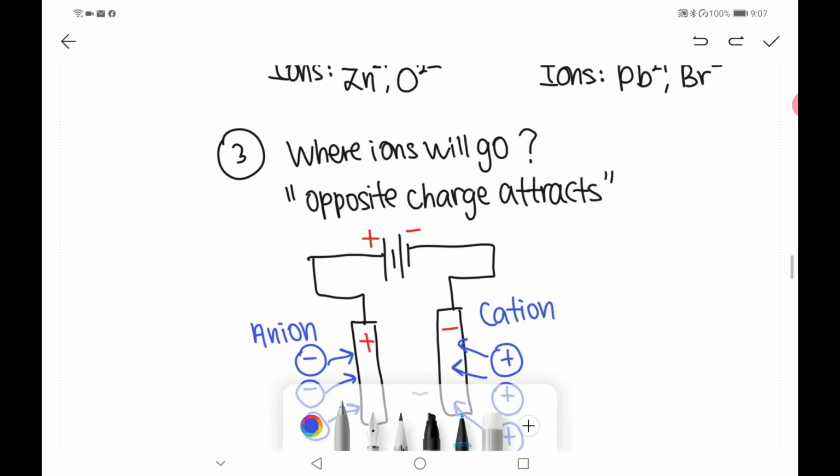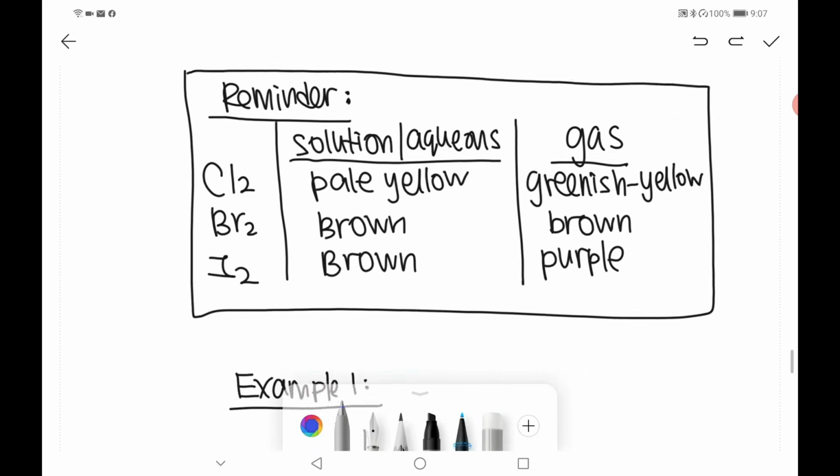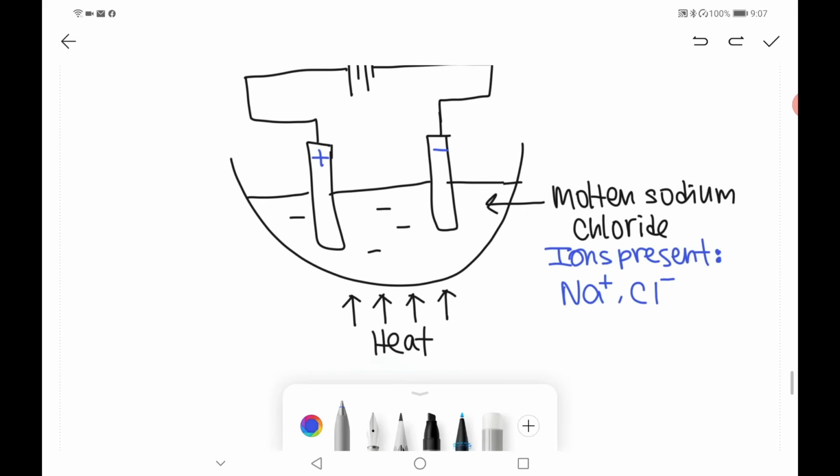The third step, we should know where the ion will go. Ions will go to the opposite charge electrode. Opposite charge attract. So let's look at the charge here. Positive electrode will attract opposite charge, negative ion. So the Cl minus will come over.